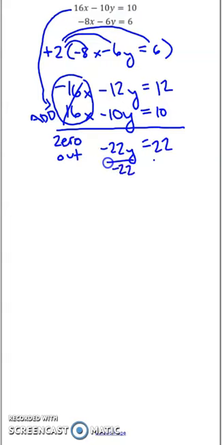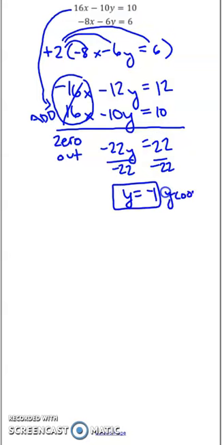And you know what to do. We need a +1 coefficient. So we're going to get y equals -1. There's our y coordinate. Halfway there. All right. Now we use that and we substitute in to one of the originals. All right, so if I do 16x minus 10y equals 10, I'm going to swap out y with -1.